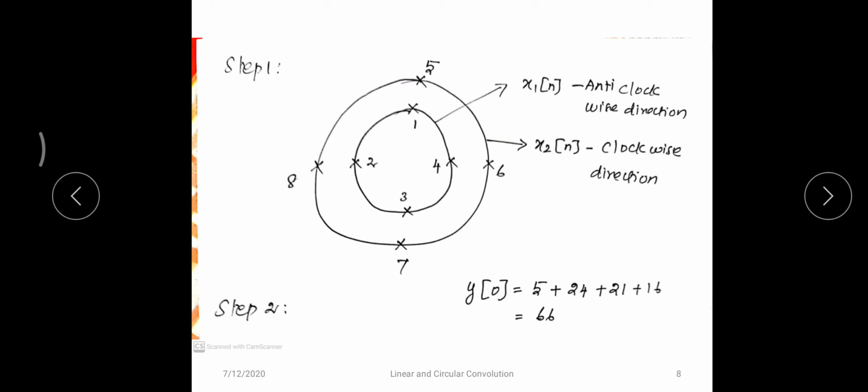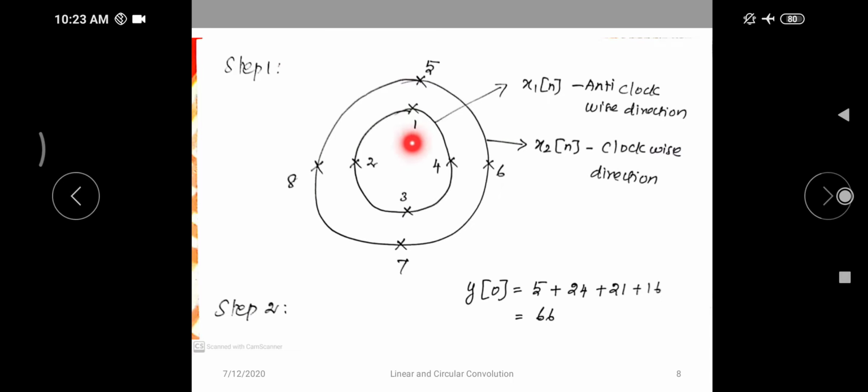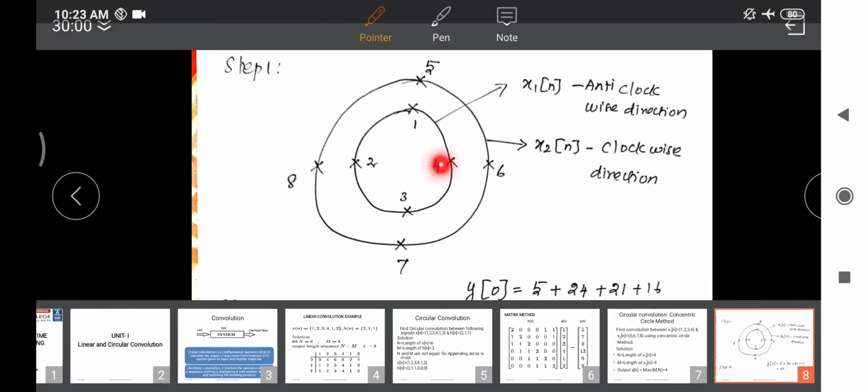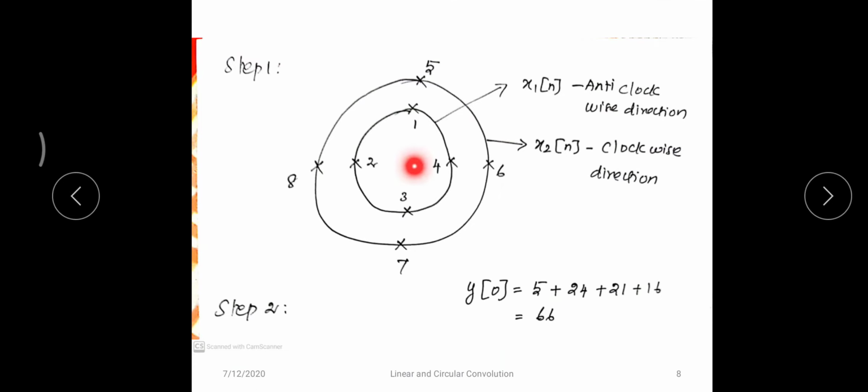Okay, now after placing the values in clockwise and anti-clockwise direction, just multiply the values and do the summation. Okay, 5 into 1 plus 4 into 6 plus 3 into 7 plus 8 into 2, that is 5, 24, 21, 16. That value is nothing but 66. This is the first sample of your output sequence.